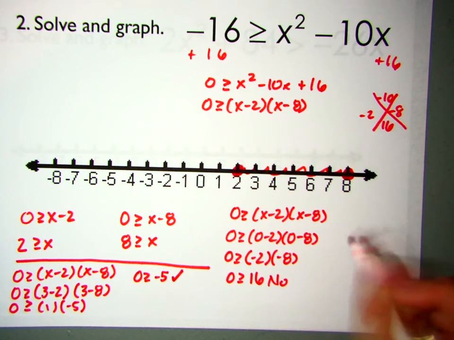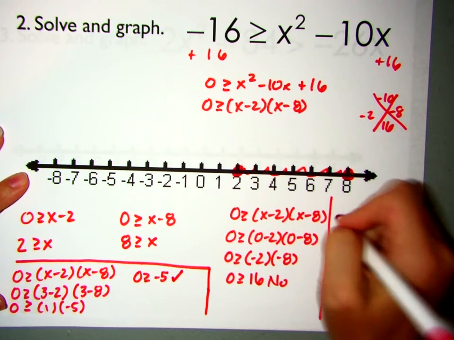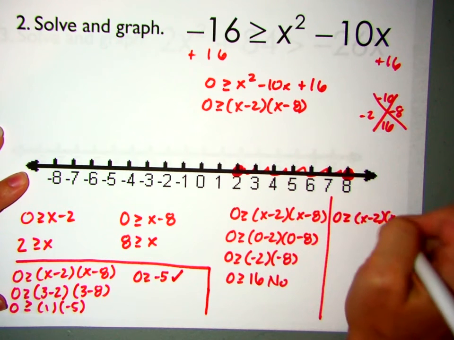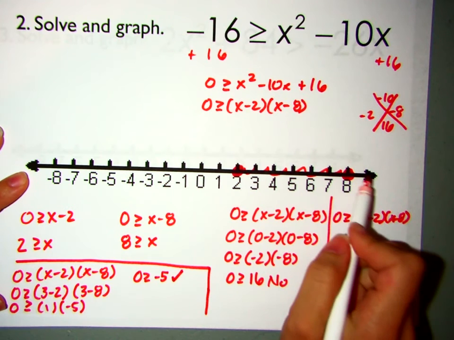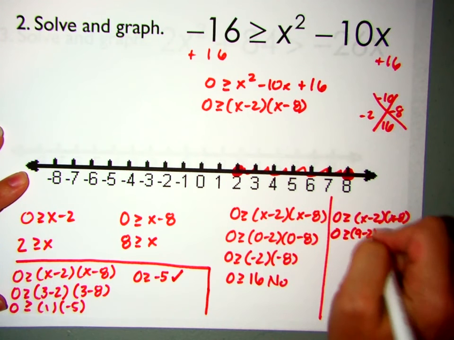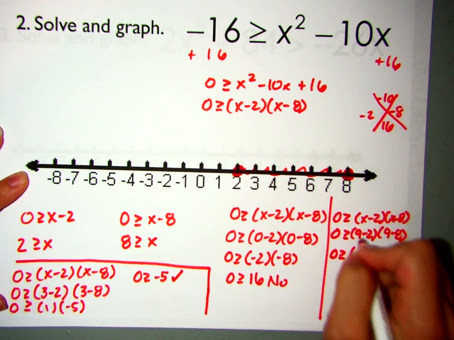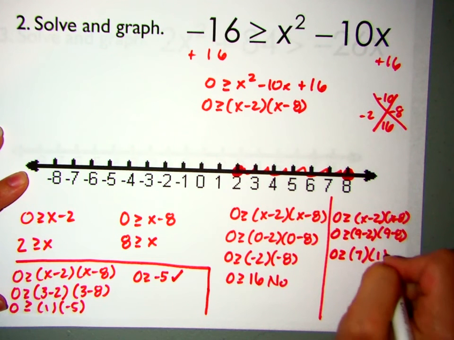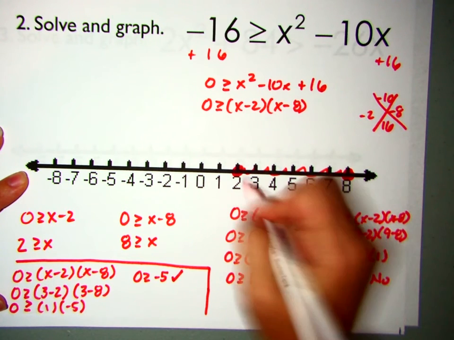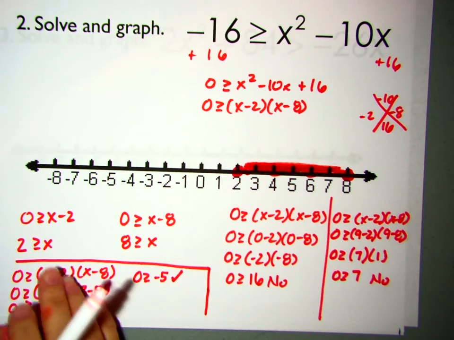And then you want to test your one point out here to the side. When you test that point, you'll get 0 is greater than or equal to x minus 2 times x minus 8 again. This time let's pick the number 9, which is to the right. 0 is greater than or equal to 9 minus 2 times 9 minus 8. So 0 is greater than or equal to 7 times 1, which is 7. Is 0 greater than or equal to 7? No. So the only part that we shade is here in the middle, and both of the dots have to be solid dots.